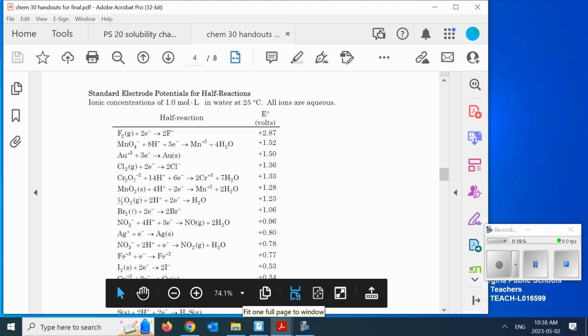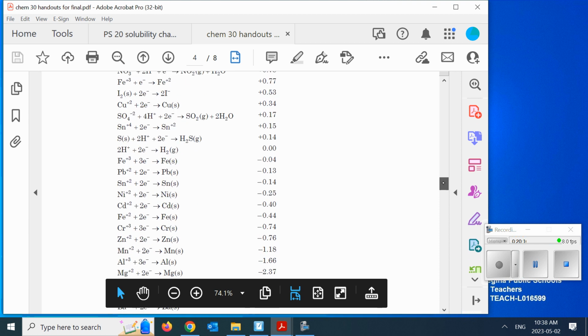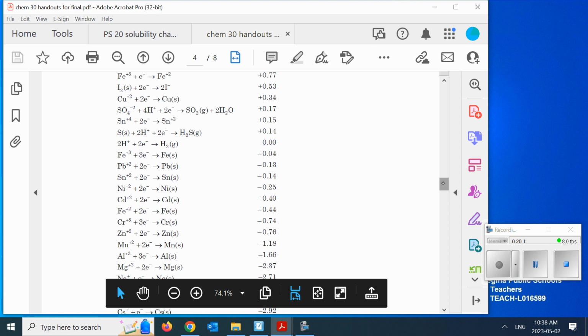You'll notice something though, that they're all written with the electrons on the left side. Now I'm looking, and I eventually find the zinc 2 plus plus 2 electrons gives me zinc. So you see that there? It's right around here. There is the zinc. Now that's zinc 2 plus going to zinc solid, negative 0.76.